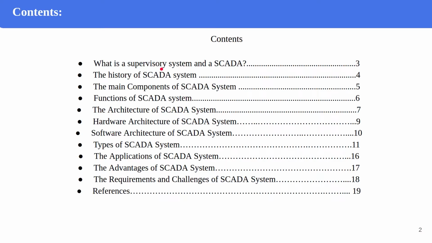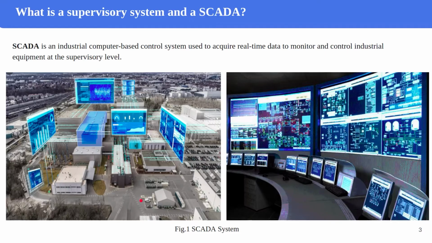First of all, I will talk a little bit about supervisory systems and SCADA, the history of a SCADA system, the main components and functions of a SCADA system, then the architecture of a SCADA system, which includes hardware and software architecture, the different types of SCADA systems, the applications, the advantages and challenges of these systems, and finally we have the references. Okay, let's get started.